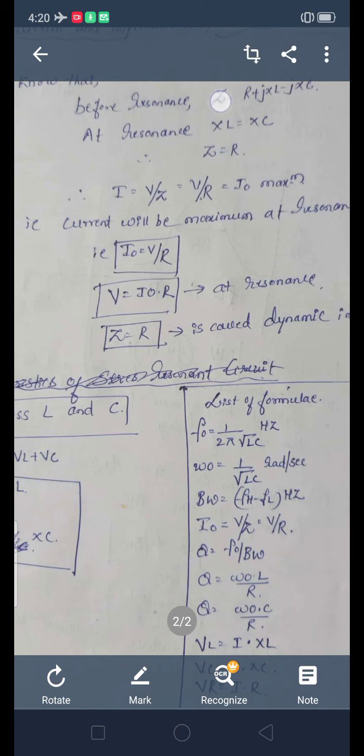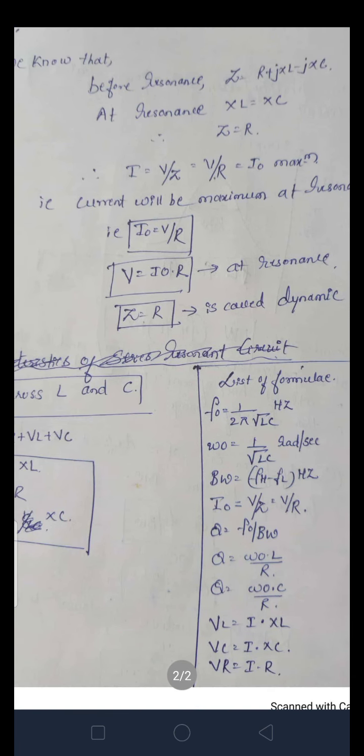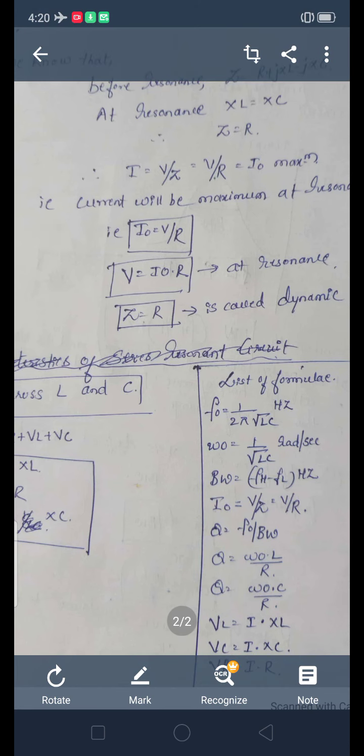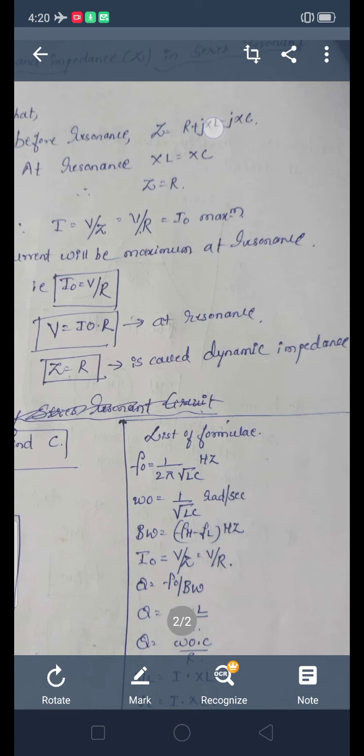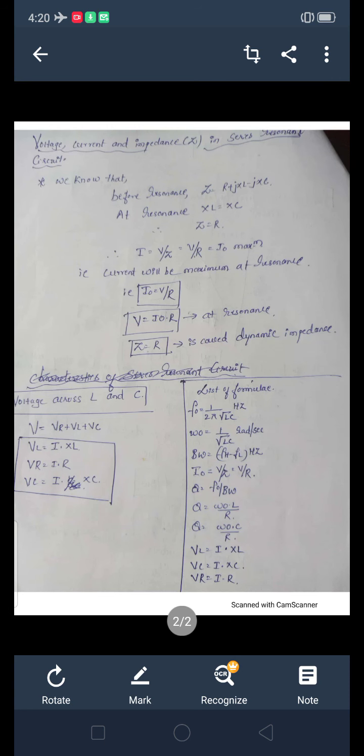Next, if this Z becomes only R, that time current will be I naught is equal to V by R. It was before V by Z. Now Z itself is becoming R. So V is equal to I naught into R at resonance. Z is equal to R. It is called the dynamic impedance. Why we are getting Z is equal to only R is because these two are going to get cancelled at resonance. If in the calculations it is asked to calculate the dynamic impedance, it is nothing but Z is equal to R in case of series resonance circuit. It is going to differ in parallel resonance circuit.